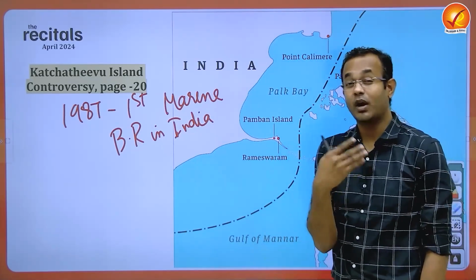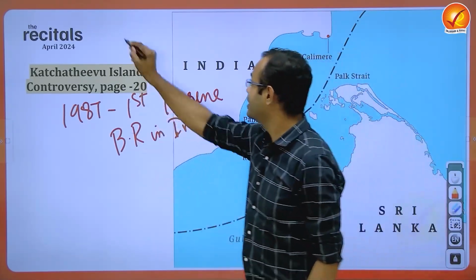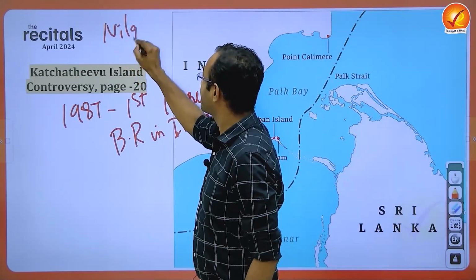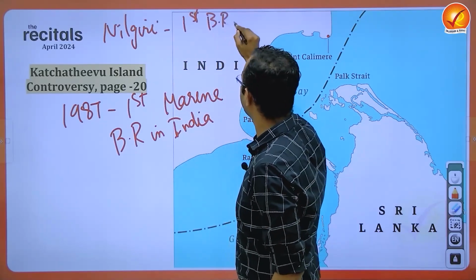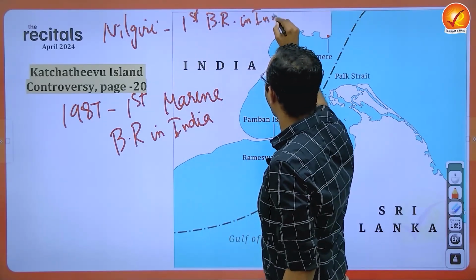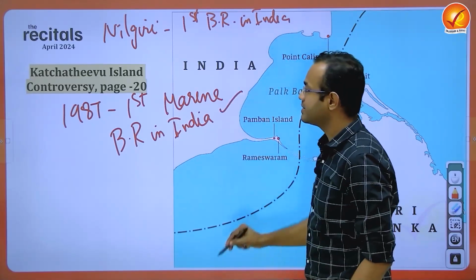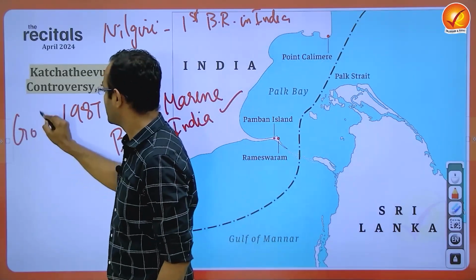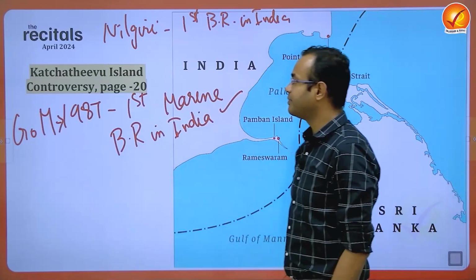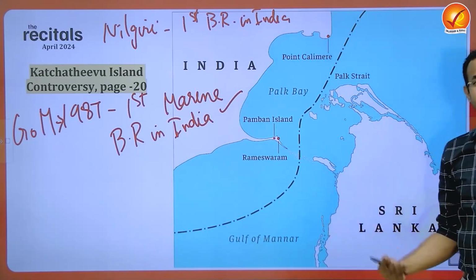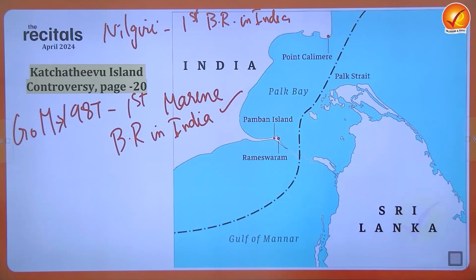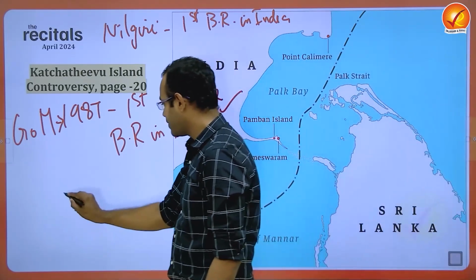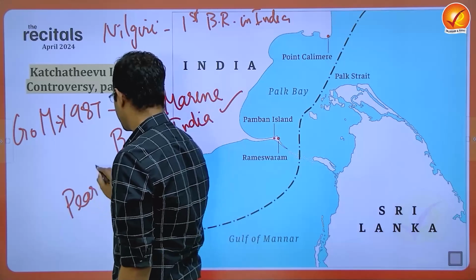Slightly deviating to add a fact to reduce confusion: Nilgiri is the first biosphere reserve in India, whereas Gulf of Mannar is the first marine biosphere reserve in India. Apart from that, the region is also known for pearl.